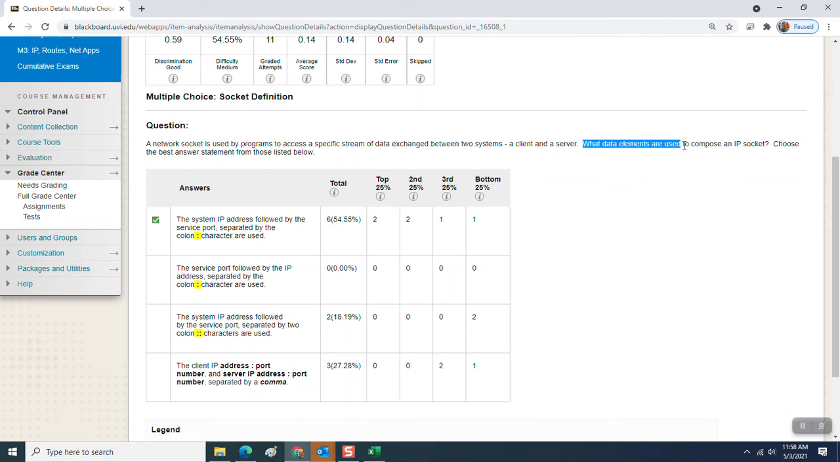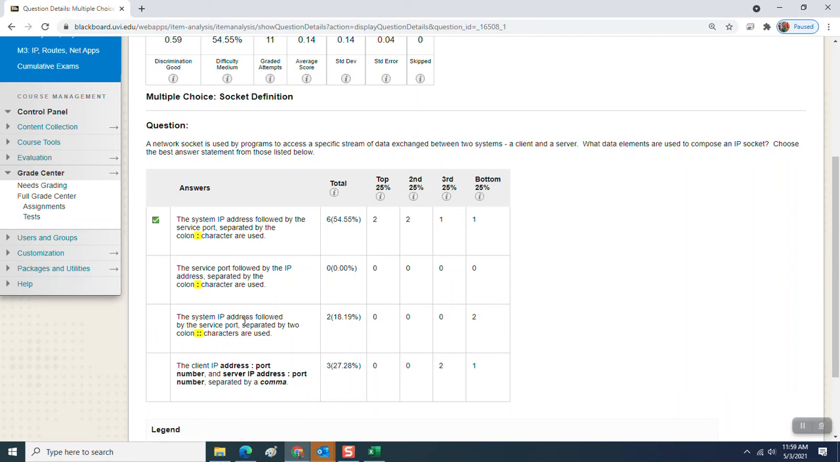What data elements are used to compose an IP socket? Well, it's the IP address and the port separated by a colon. That's it. This is what uniquely identifies the session or connection. So you have the two sockets together, separated by a comma. So this would define a session or connection, not a socket.